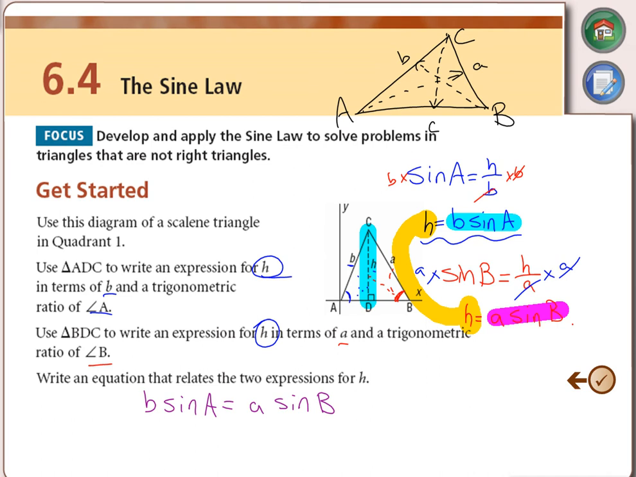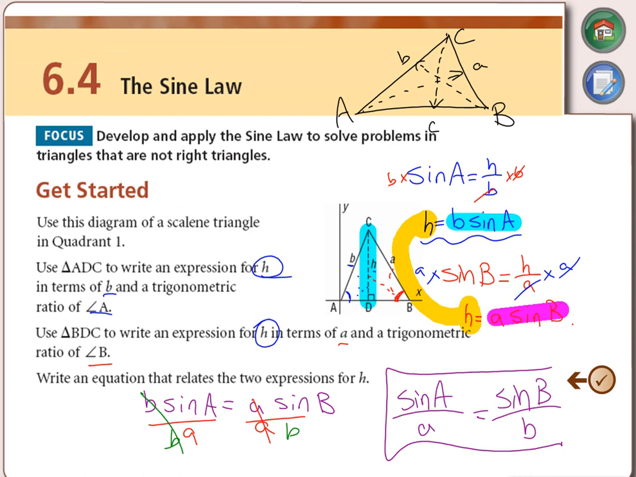Let's bring the small letter a over. That means divide this side by a, and divide the other side by a too. Those a's cancel off. Let's bring the small b to the other side. That means divide each side by b. Those b's cancel off. I get left now with sine of capital A over little a is equal to sine of capital B over little b.